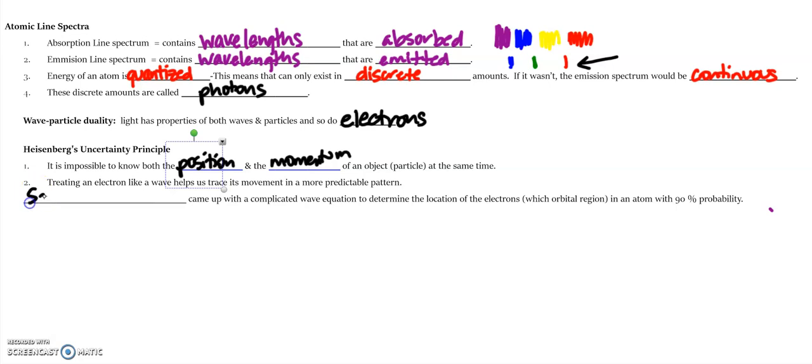So a man named Schrödinger, who is famous for his cat analogy or experiment, came up with this really complicated wave equation. It's super long, super intense. I won't even show you a picture because it'll just scare you. But that can help to determine where an electron is, its orbital region, with about 90% probability. So we're not going to do any of that calculation. That's much higher level chemistry, but we are going to talk about these orbital regions where we're assuming they are a good chunk of the time.